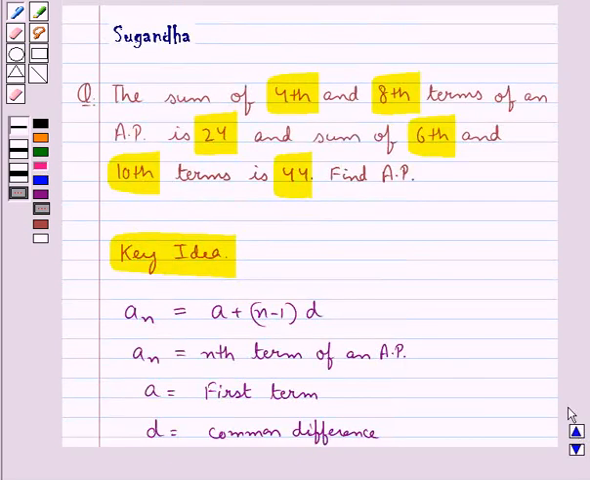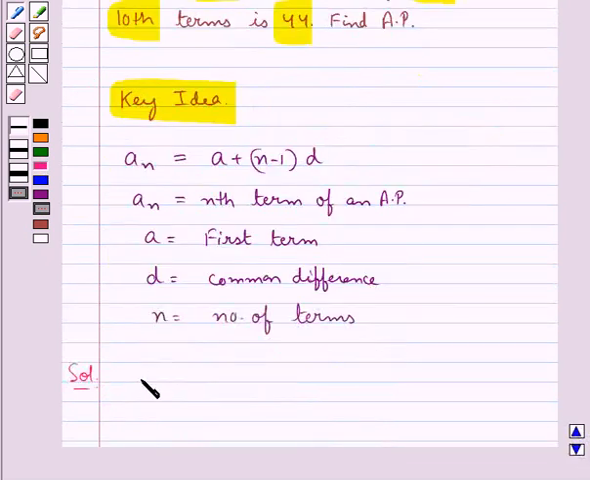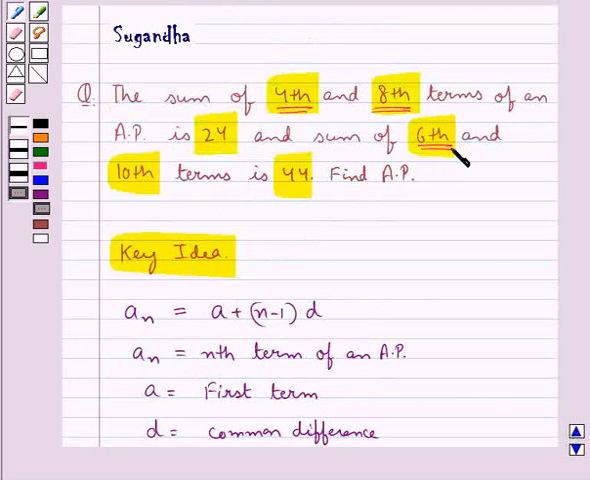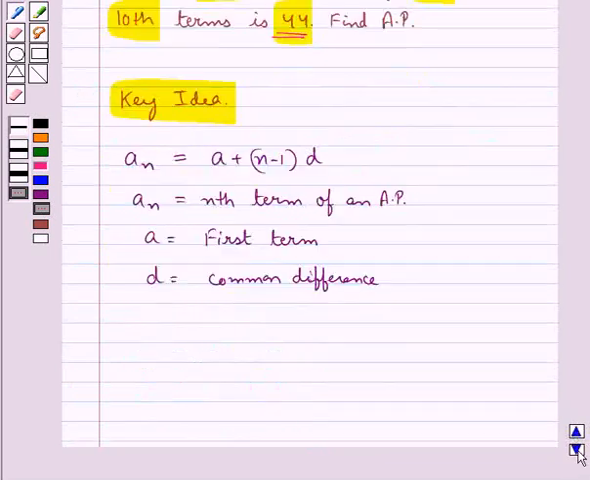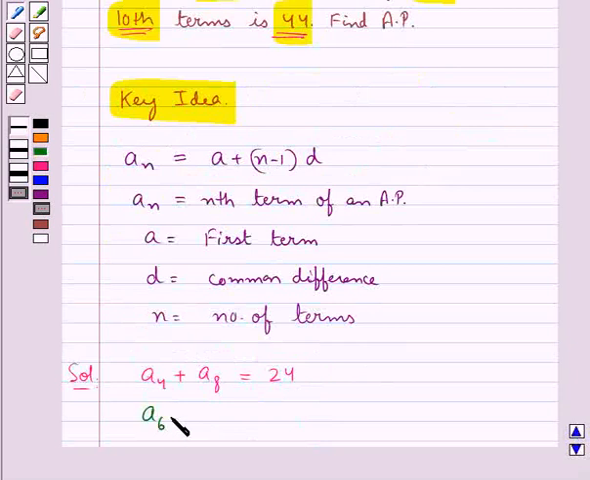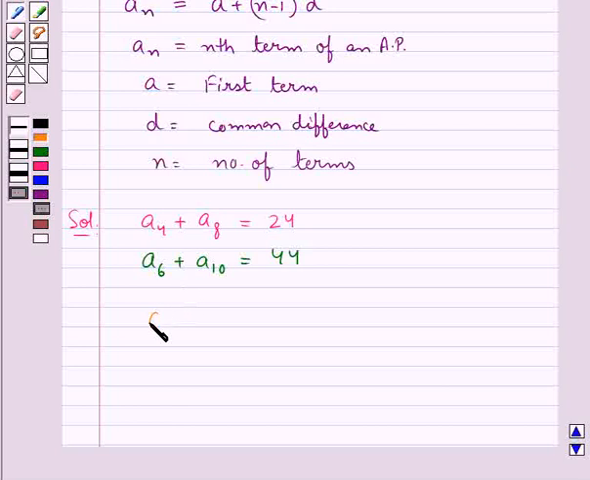We are given that the sum of the 4th and the 8th terms of an AP is 24. That is, we have a4 plus a8 is equal to 24, and sum of 6th and 10th terms is 44. So a6 plus a10 is equal to 44. Now, a4 is equal to a plus, now in place of n we'll put 4 minus 1 this whole into d. That is, we have a4 is equal to a plus 3d. Let this be equation 1.